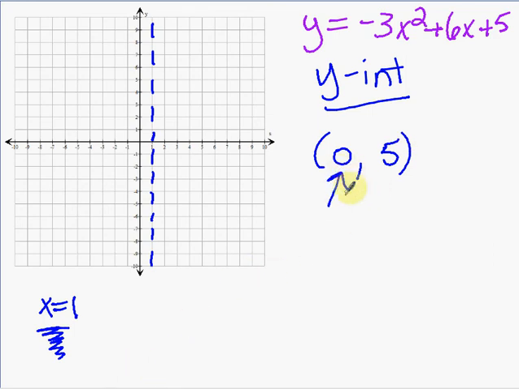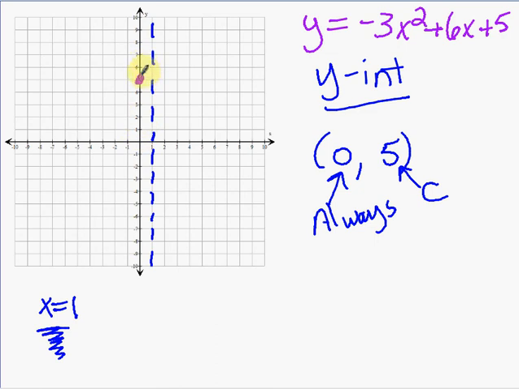It's always going to be that way when you plug in 0 for x. So when you find your y-intercept, it's always going to be 0 as the x-coordinate. And this is always going to be the letter c from your function. So 0, 5 is our y-intercept. And then we can go ahead and graph this. So let's do that here. 0, 5.